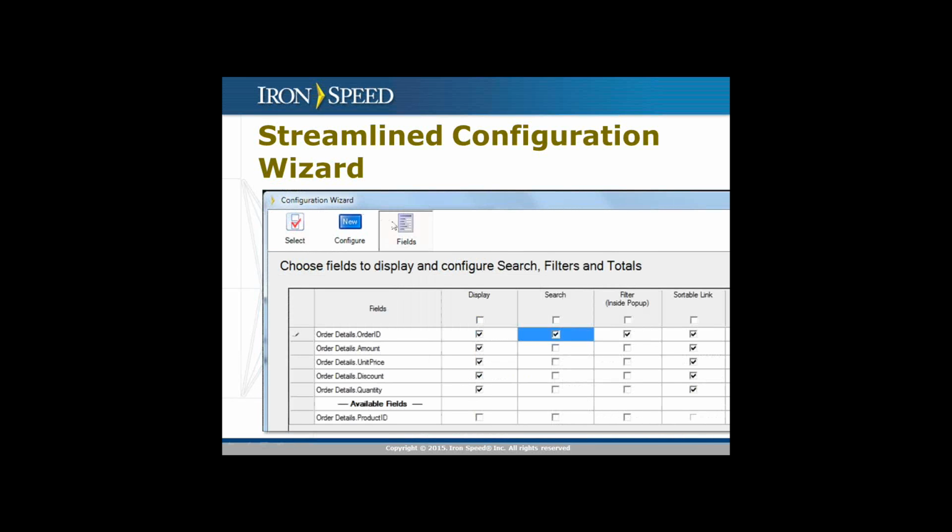Moving on now to the field step. Instead of having multiple steps out here, it's a nice convenient chart that you fill out. You say, well, for the order ID, I want that displayed, I want it searchable, and I want it filterable. These other fields like amount, unit price, and so forth, I only want to display. And maybe I can sort on those and so forth, but not filter. So all you have to do is just check off what you want, and you're good to go.